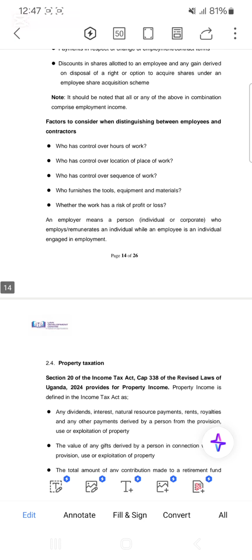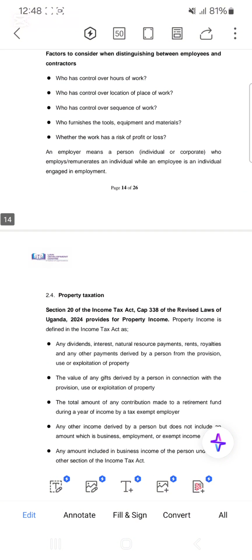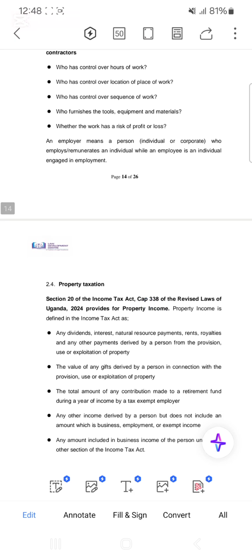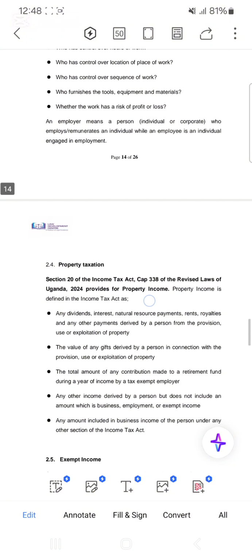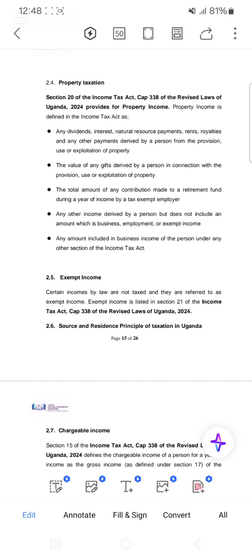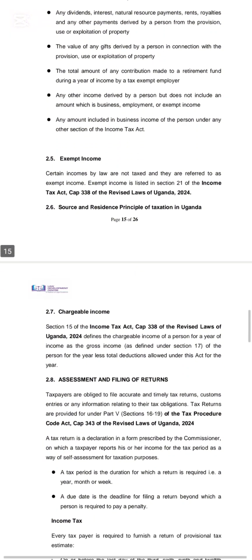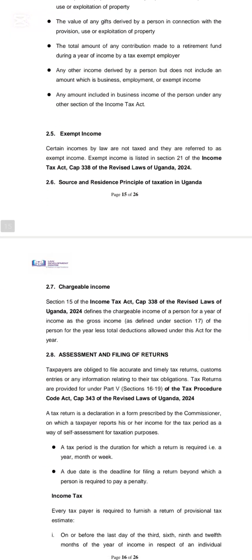Factors to consider when distinguishing between employer and contractors. We looked at these ones: who controls the work, integration test, and also who has control over hours of work, who has control over allocation of place of work, who has control over sequence of work, among others. Property taxation, Section 20 of the Income Tax Act. Property income is defined to include the following: any dividends, interests, the value of any gifts derived, the amount of any contribution, and any other income derived by a person.